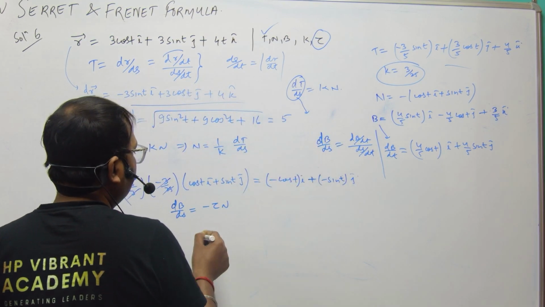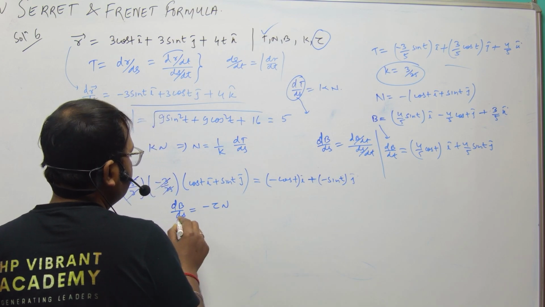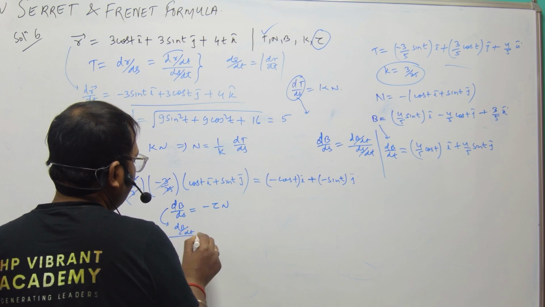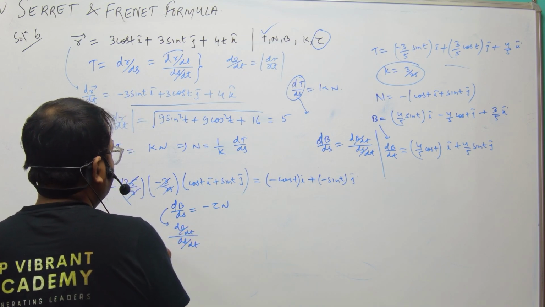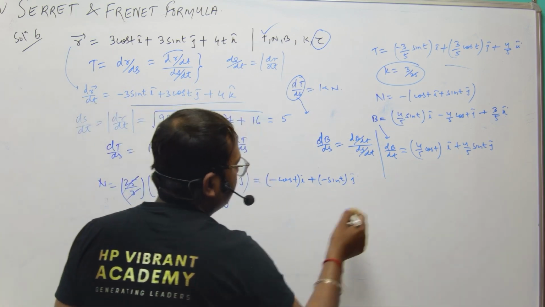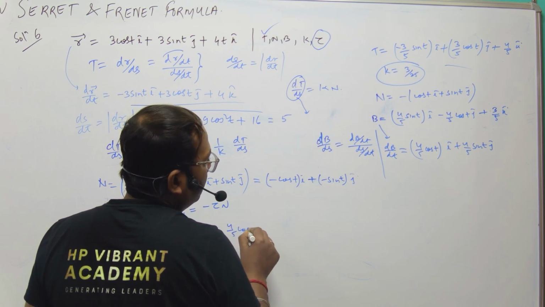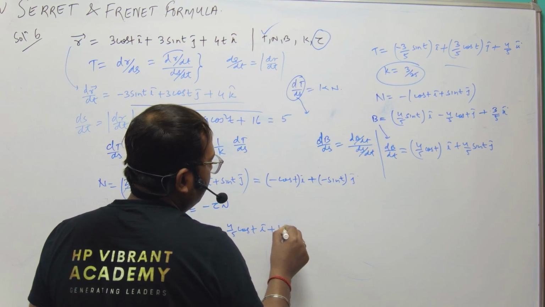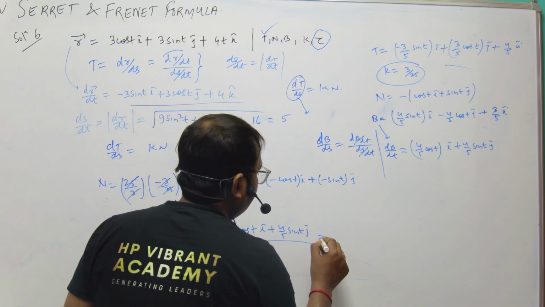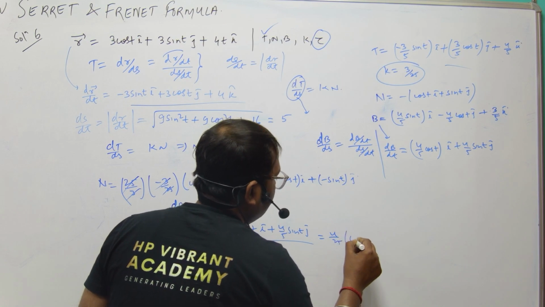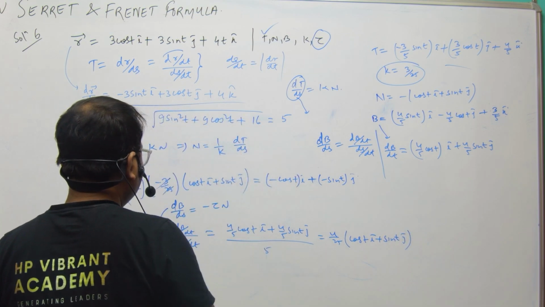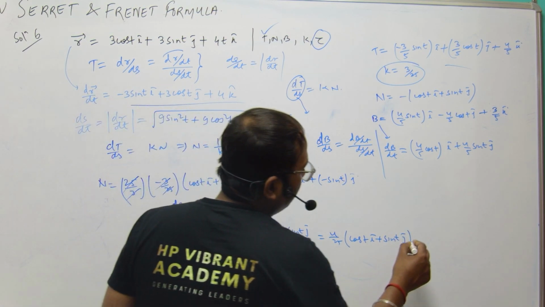Let us calculate dB upon ds. dB upon ds we can write as dB upon dt upon dt upon ds. dB upon dt is this one, 4 upon 5 cos t i cap plus 4 upon 5 sin t j cap, times 1 upon 5, equal to 4 upon 25 cos t i cap plus 4 upon 25 sin t j cap. Okay, this is the value of dB upon ds and this is equal to minus tau n.